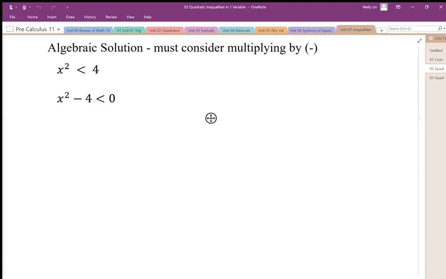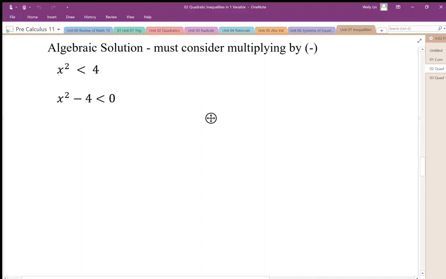So for the algebraic solution, this is not going to be for everyone. This is just going to explain how we use keeping track of the inequality to solve this quadratic inequality. And this is probably our least desirable method. So again, this may not be for everyone. But to solve this, we need to consider when we are multiplying by the negative.